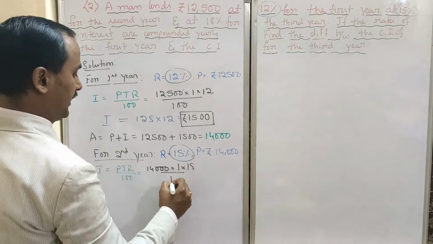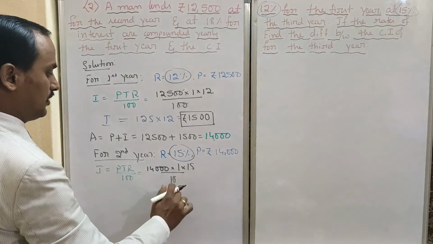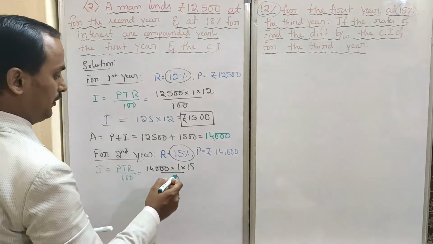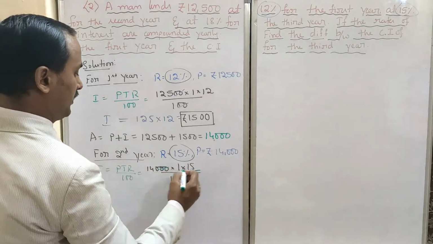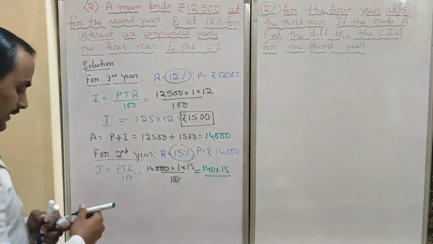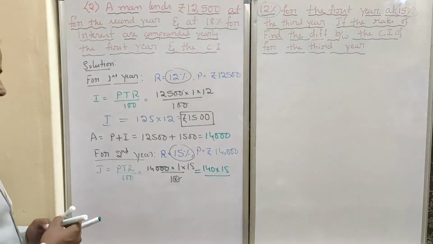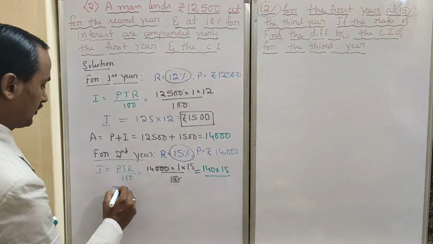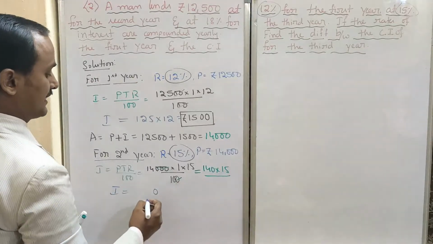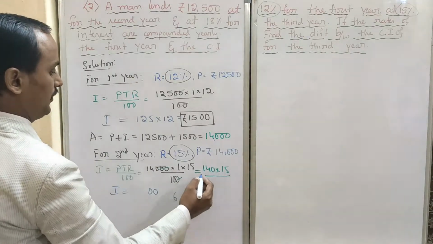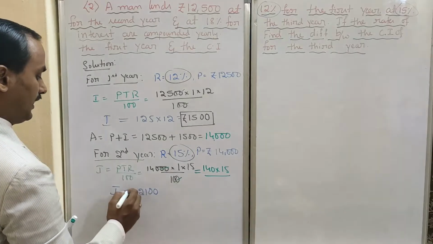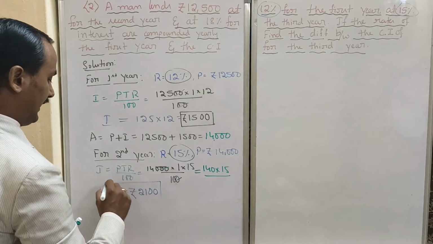15 divided by 100. Then here 20 and 20 cancel, dear children. No confusion. Numerator 20, denominator 20 cancel. Remaining 140 into 15. This multiplication, 140 into 15: 15 into 0 is 0, 15 fours are 60, 0 and 6 carry. 15 ones are 15, 15 plus 6 is 21. Means 2,100 rupees is the second year interest, dear children.